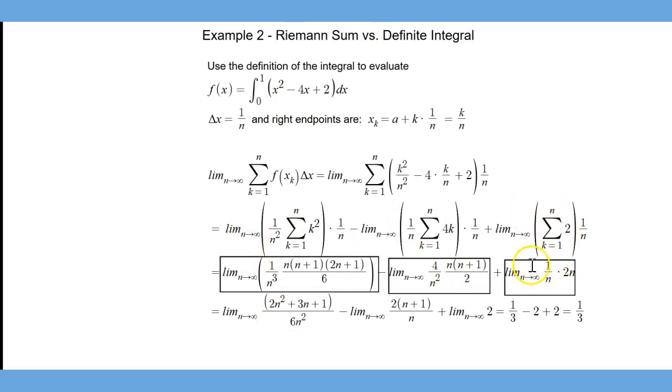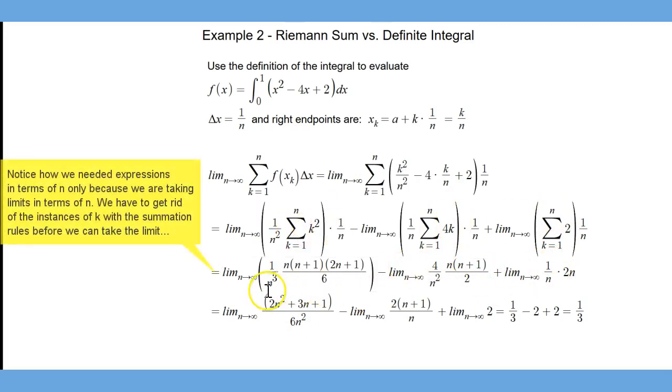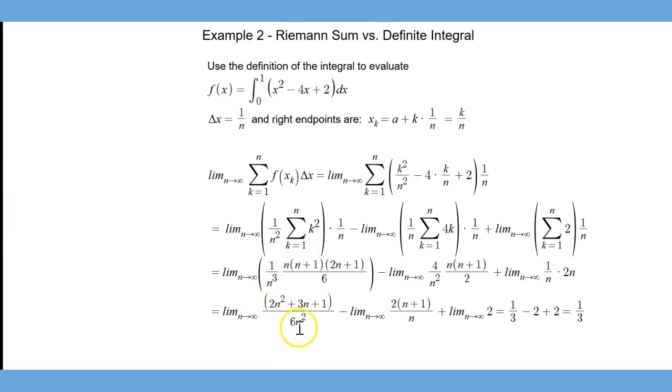So now I have 3 different limits. I'm adding them together, and those sums are gone and the k's are gone. So now I take the limit of each of these terms, and I'm going to simplify a little bit. Cancel the n's. So I have a rational expression here. The leading coefficients are 2 in the numerator, 6 in the denominator. So this limit goes to 1/3.